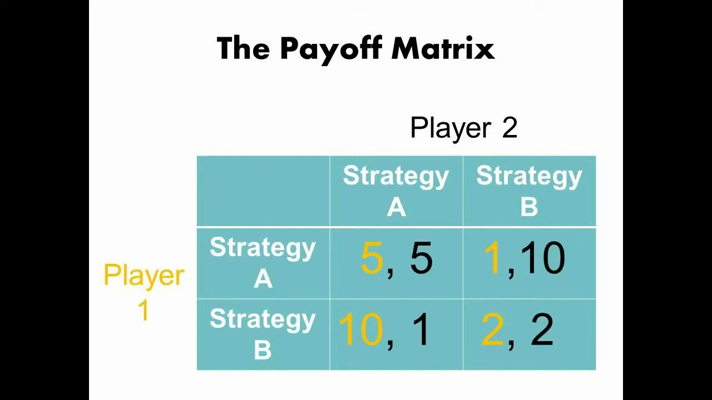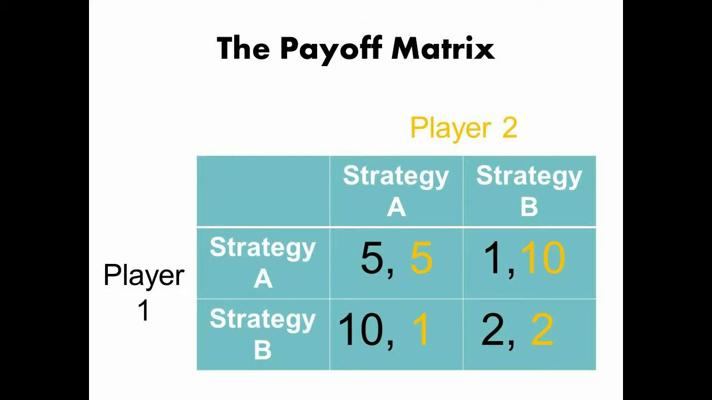The payoffs on the left are for player 1. The payoffs on the right are for player 2. The set of payoffs received depends on the strategies chosen by each player. If both players choose strategy A, the payoffs are in the upper left box of numbers. If player 1 chooses strategy A and player 2 chooses strategy B, the payoffs are in the upper right box of numbers. If player 1 chooses strategy B and player 2 chooses strategy A, the payoffs are in the lower left box of numbers. And if both players choose strategy B, the payoffs are in the lower right box.